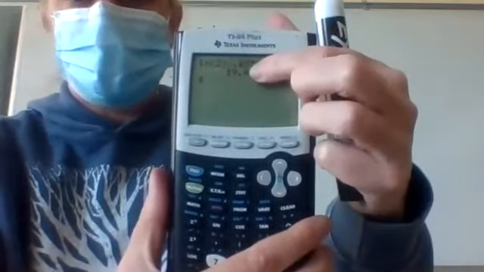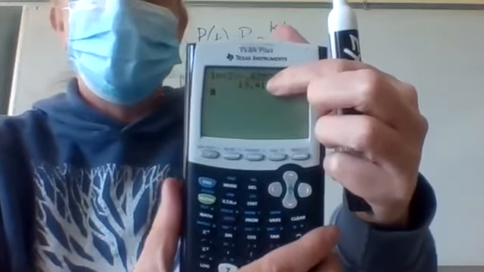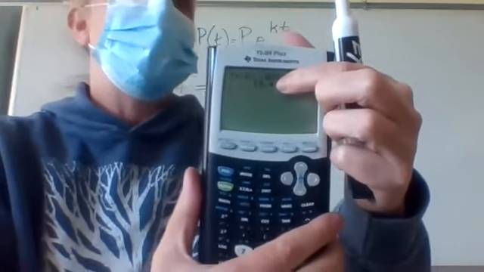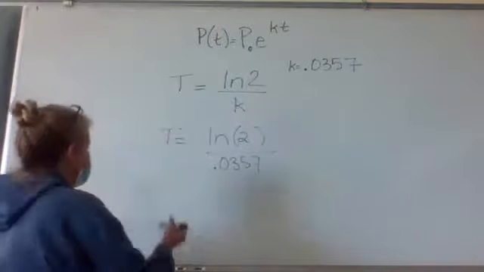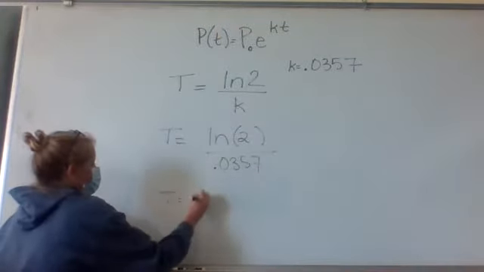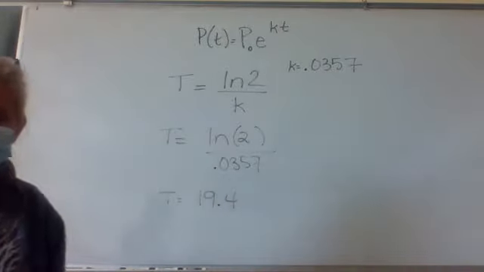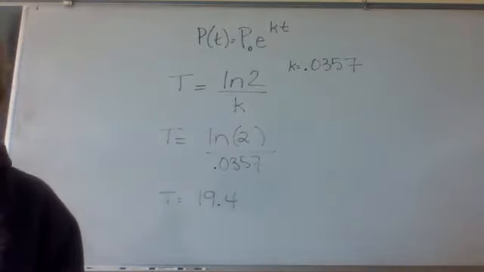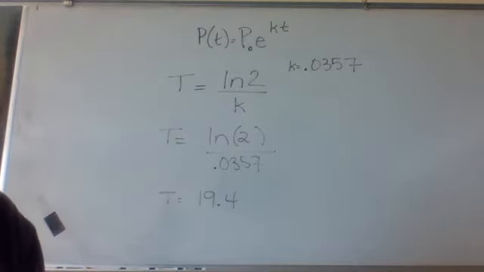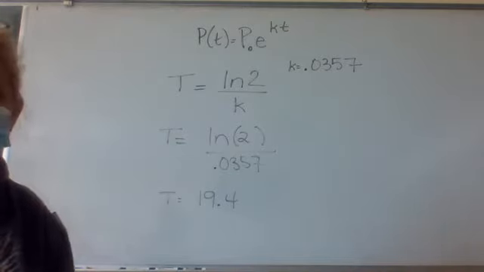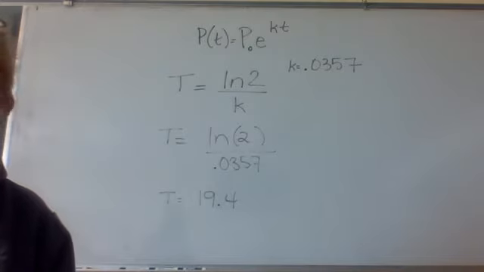So since I have 19.41, I don't need to round up to 4, right? So the doubling time is 19.4 years. So if the population is growing at 3.57% per year, it's going to take it 19.4 years to double.